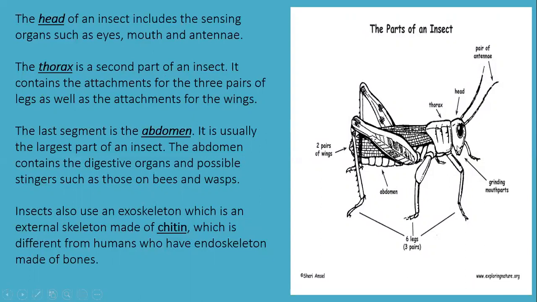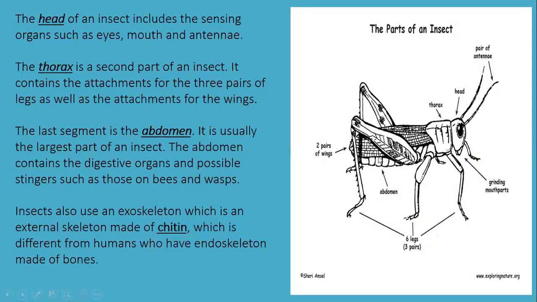First we have the head, where they have the sensing organs. Then they have the thorax, where wings and legs are attached. Now the last segment is the abdomen. It is usually the largest part of an insect. Like this, you can see in the picture, this is the abdomen. From here to here, it is the largest part. The abdomen contains the digestive organs and possible stingers such as those on bees and wasps.